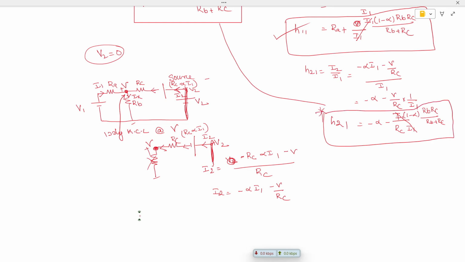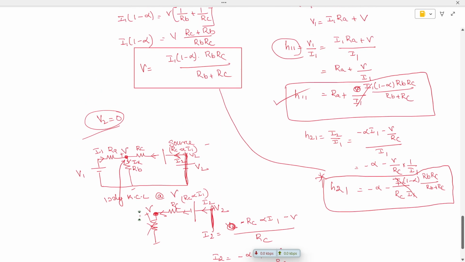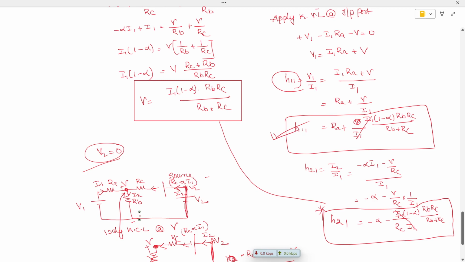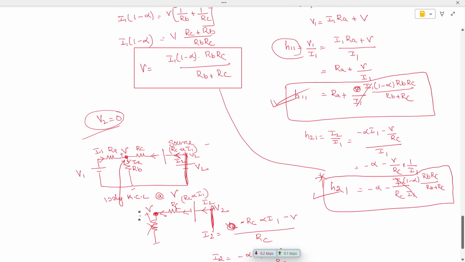So successfully by short circuiting V2 equal to 0, we have been able to find the values of H11 as well as H22. Now when you come to the output port, we are going to find out the remaining two parameters.